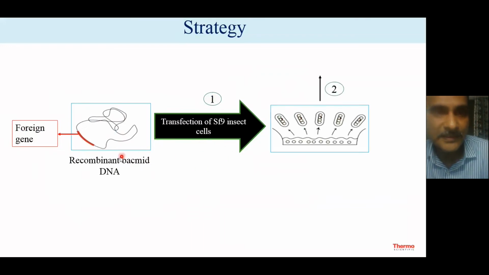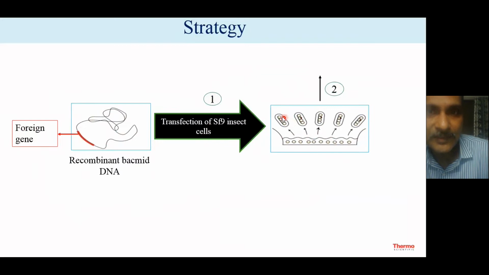And once you transfer the cells, the recombinant bacmid enters the cell, and it will produce the recombinant baculoviruses. So the baculoviruses don't jump outside of the cell. This is just to show that once the baculoviruses are produced in the insect cells, they will divide within the cells, and when too many baculoviruses are generated in each cell, they burst open the cell and come out in the media. They don't jump into the air, but they are present in the media.